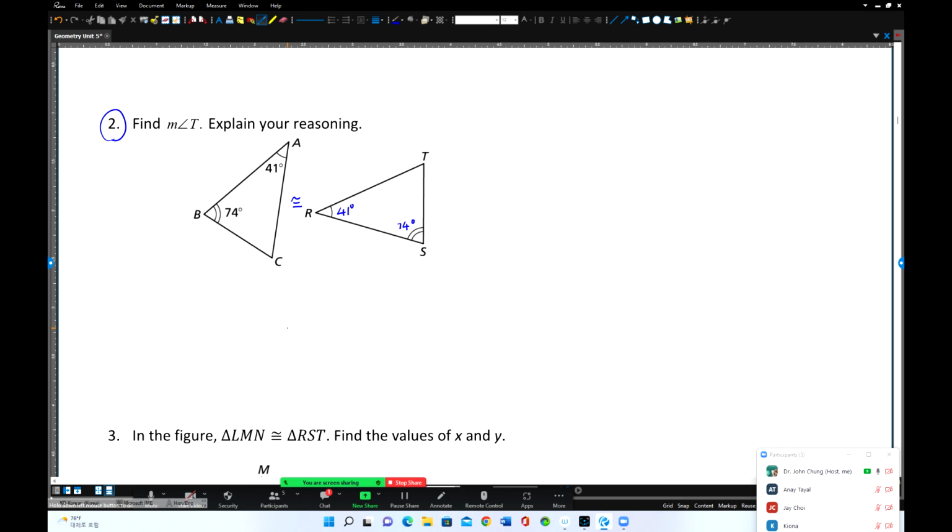So just by using the sides, you can decide the angle of T. The angle of T is how much? 180 minus the sum of these two angles. These two angles total 115. 180 minus 115 is 65 degrees. It's okay, but that's not a big deal.